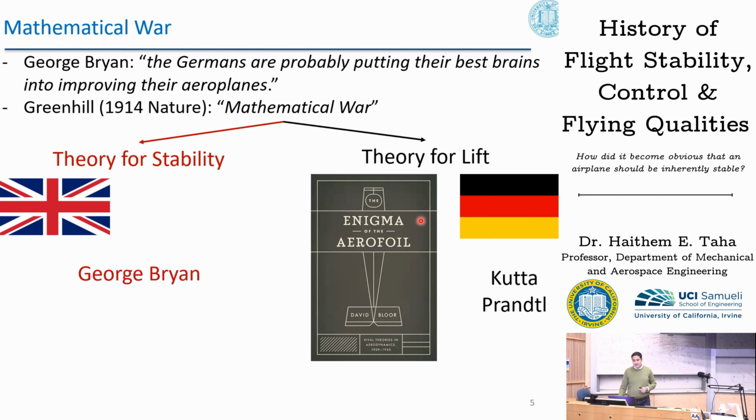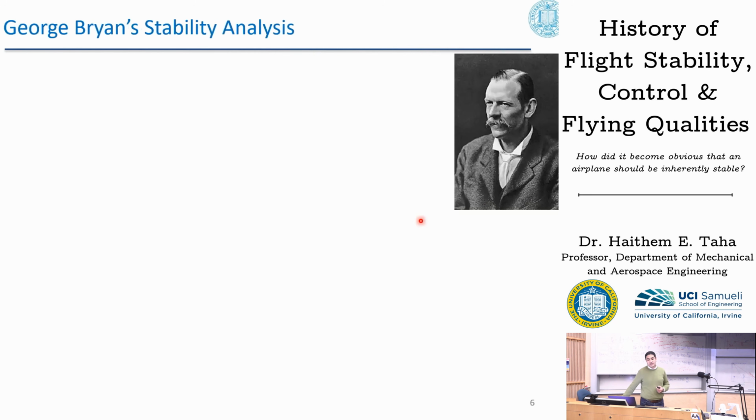On the other hand, George Bryan, an applied mathematician from Cambridge, managed to develop a successful theory for stability. And this is the talk of today, actually. So this is George Bryan. He's probably the most important character in the history of flight stability and flight mechanics. He was, like I said, an applied mathematician, came from Cambridge, and got interested in aviation in the early days.